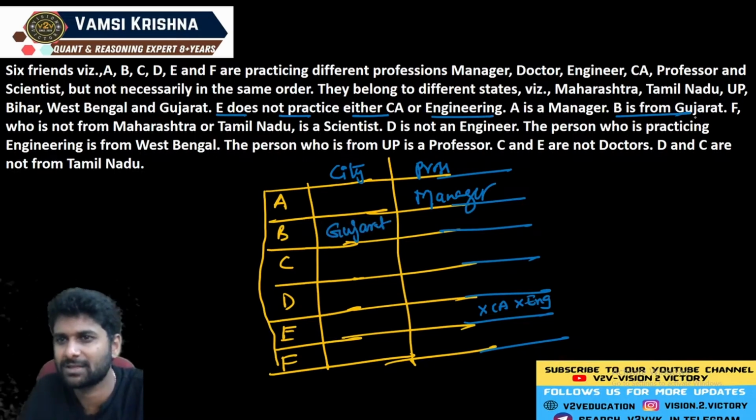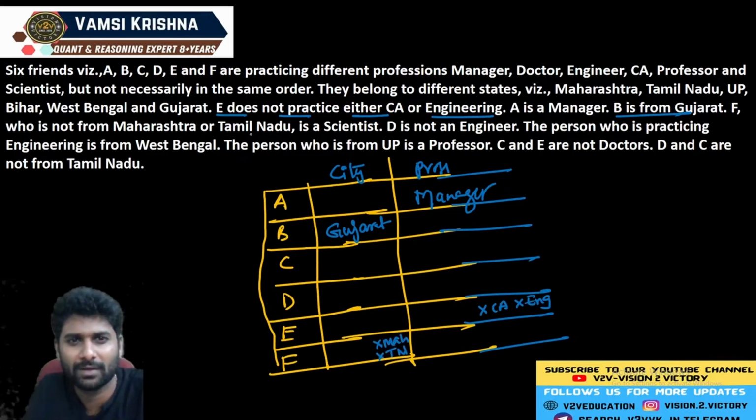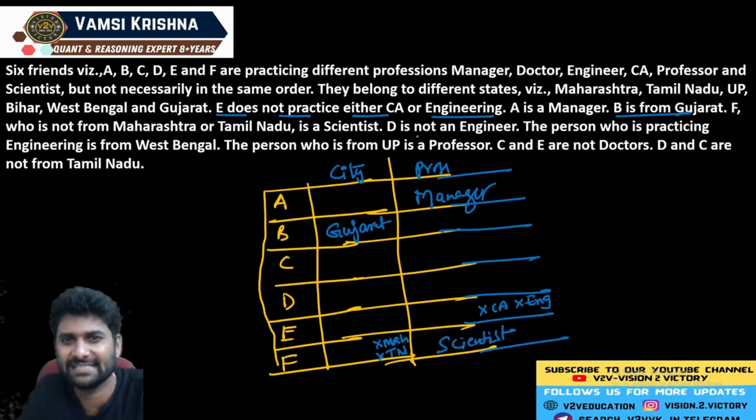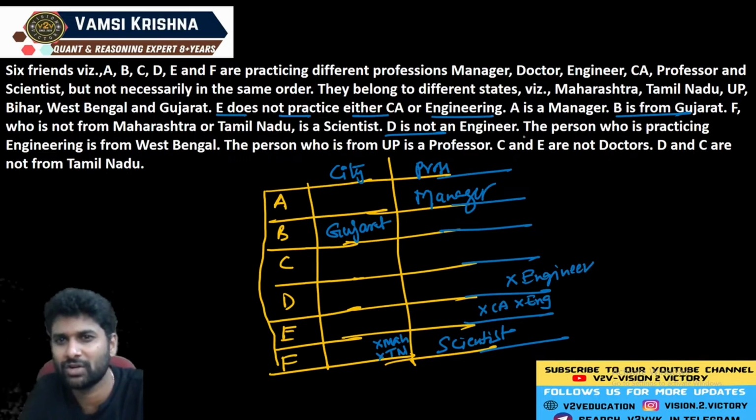B is from Gujarat. F is not from Maharashtra or Tamil Nadu. F is a scientist. D is not an engineer.